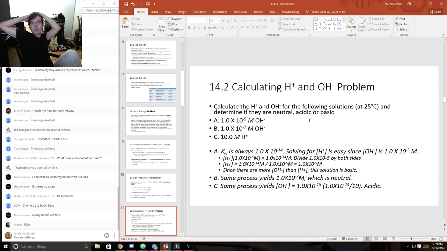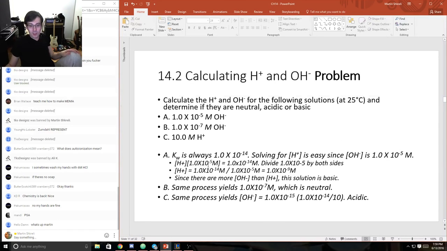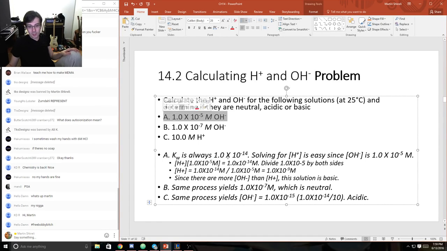So you can see that the H plus, I'm just going to highlight it here. Maybe I'll just move this out to make it easier to see. The H plus multiplied by the OH minus amount, which they're telling us is 1.0 times 10 to the negative 5th molar, is always going to equal 1.0 times 10 to the negative 14th molar.